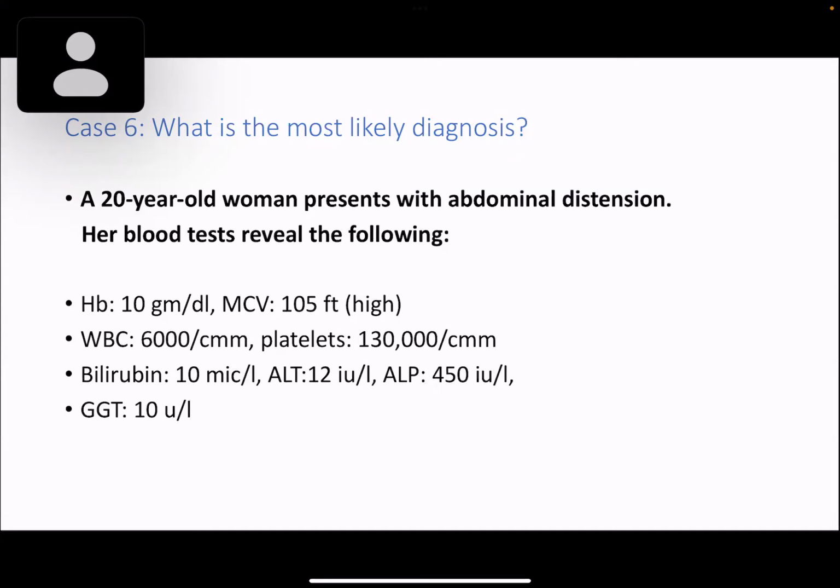So someone to comment on alkaline phosphatase and GGT. What do you think? The results obtained from this lady showed high alkaline phosphatase with normal GGT. So whenever you find high alkaline phosphatase with normal GGT, you should think of a non-hepatic cause. Okay.